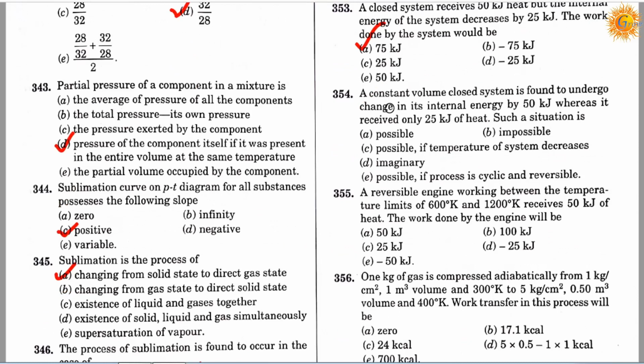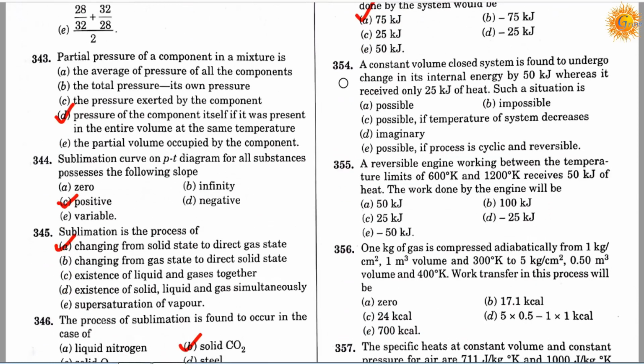Question number 354. A constant volume closed system is found to undergo changes in its internal energy by 50 kilojoule, whereas it received only 25 kilojoule of the heat. Such a situation is option A is possible, option B is impossible, option C is possible if temperature of the system decreases, option D is imaginary, option E is possible if process is cyclic and reversible. So correct answer is A, it is possible.